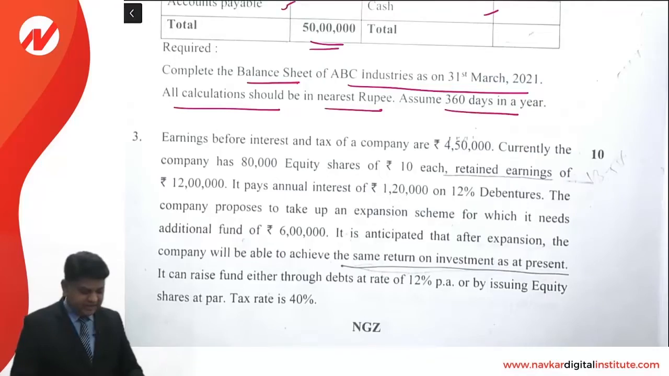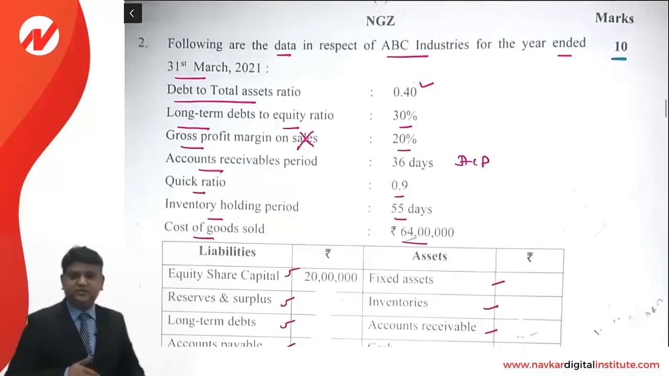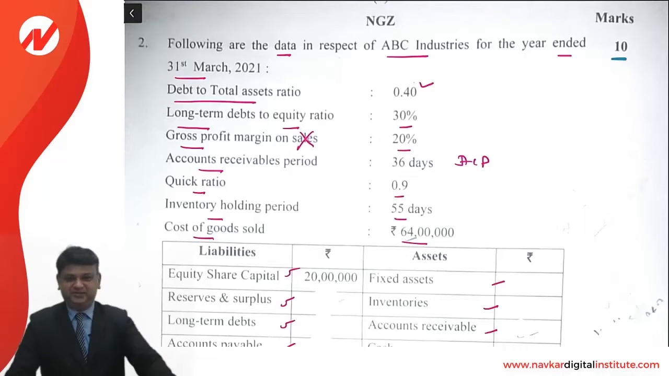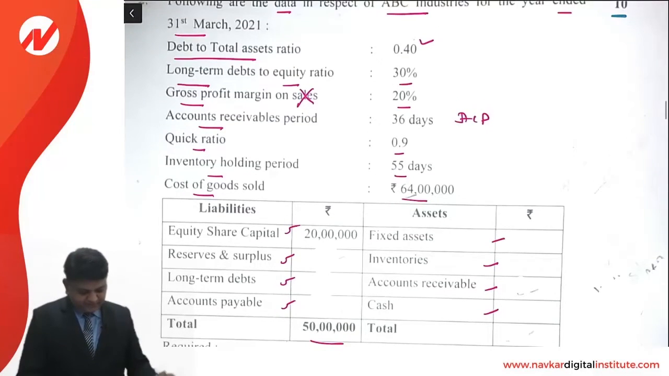And assume there are 360 days in a year. So the question is providing that whenever you are required to use the number of days, you have to take 360. It is a question from the chapter of ratio analysis. So let us have an understanding of how to make the calculation of the answer.